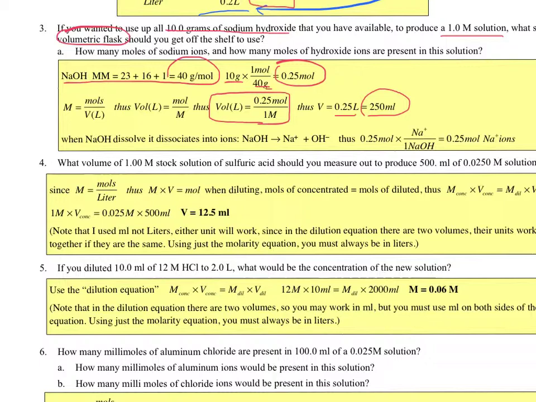Now it also asks how many moles of each of the ions are in the solution. Well, in this compound, when it dissolves, it produces 1 sodium and only 1 hydroxide. So of course it's the same. There really should be a 1 there. So it's a 1-to-1 ratio. So we'd have 0.25 moles of sodium and 0.25 moles of hydroxide ions.